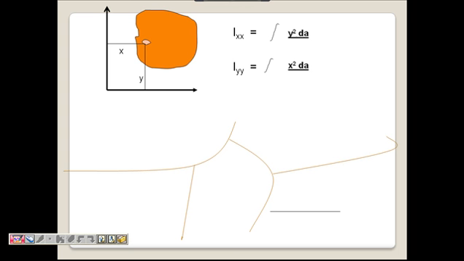Similar definition, look at Iyy. It is x square dA. x is the distance of the dA from the y-axis, and therefore it is x square dA. So moment of inertia is area into the distance square. And again, if you integrate it over the entire area, you get the moment of inertia of this total area about the y-axis. This is the basic definition.